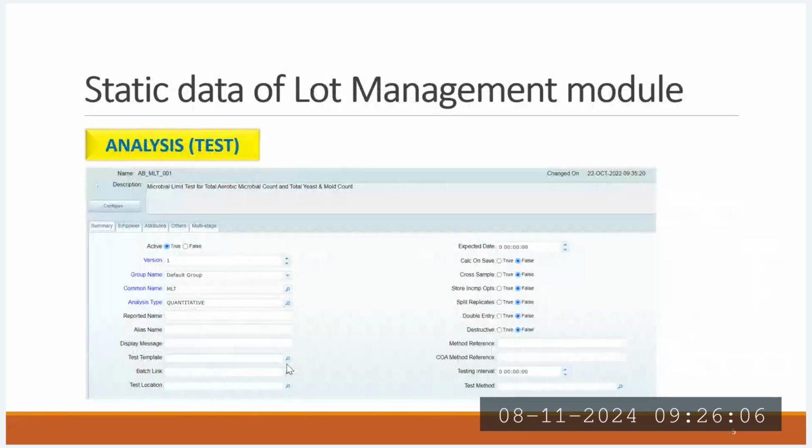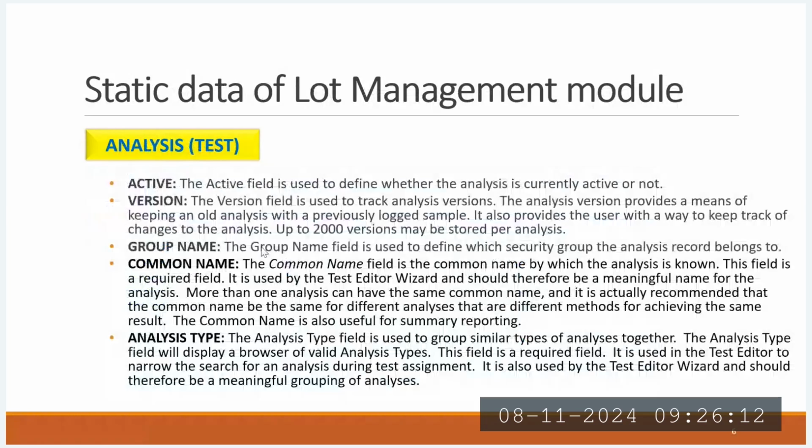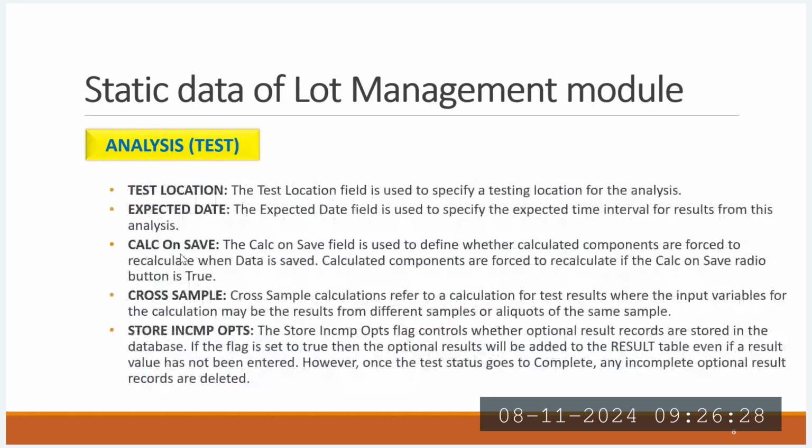In this table, if you look at active, version, group name, common name, the way it is presented here, I have elaborated what is the use of active. If I make active true, what is going to happen? If I make active false, what is going to happen? I have elaborated a detailed description the way I have presented in the analysis table.